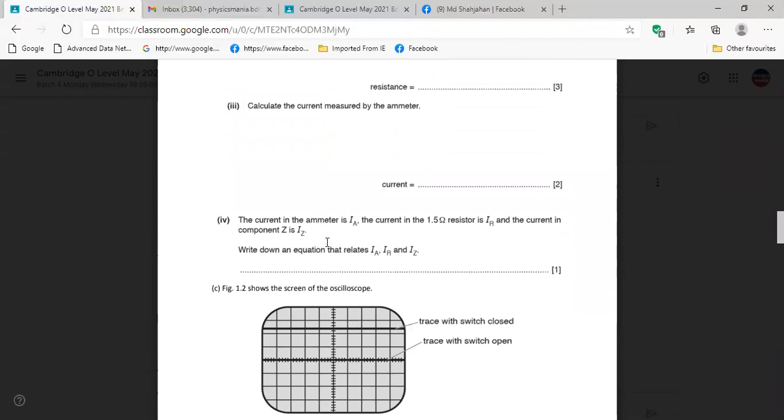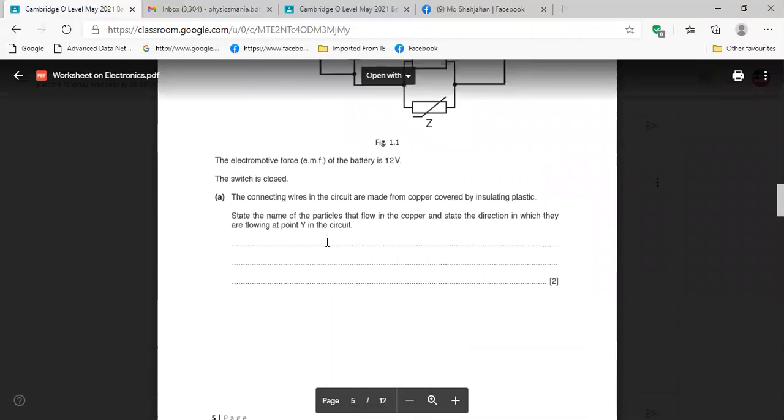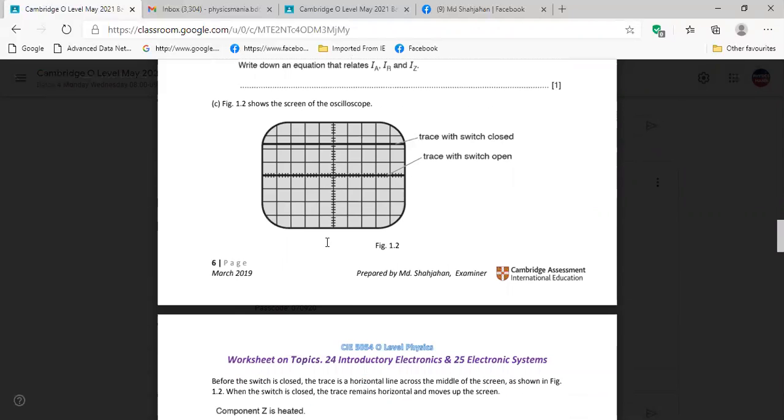So till 1B we did. 1A and 1B we did last class. From today we will do from 1C, okay? Yes, sir. Can you read 1C please?